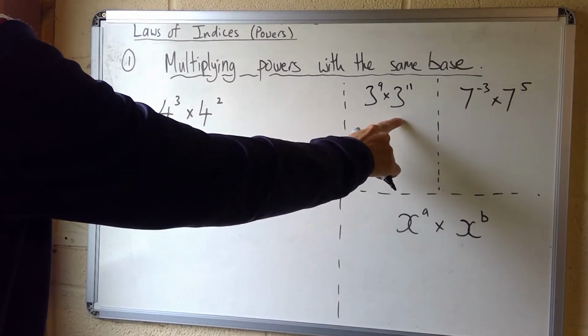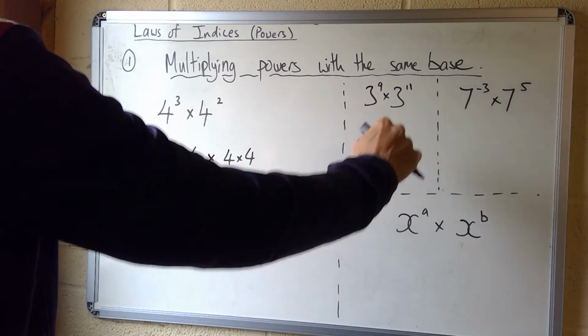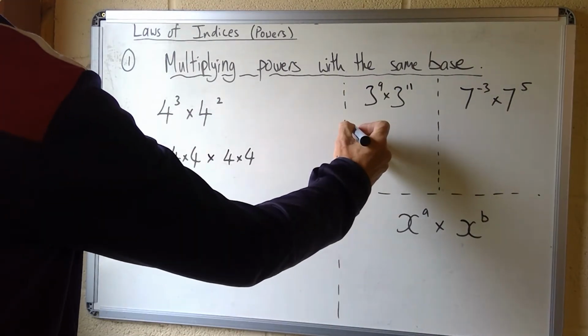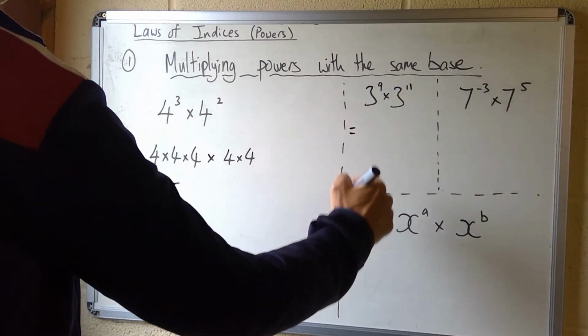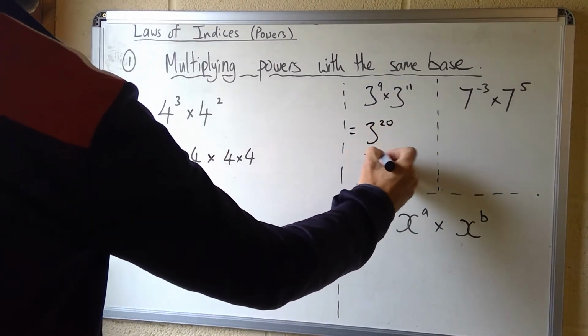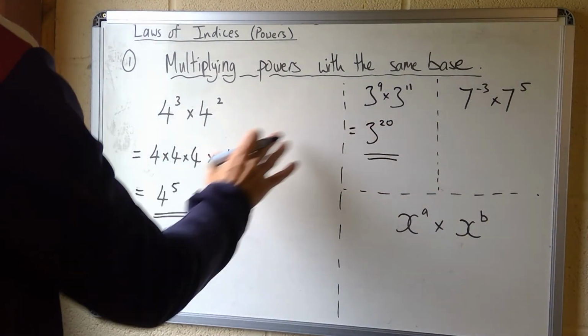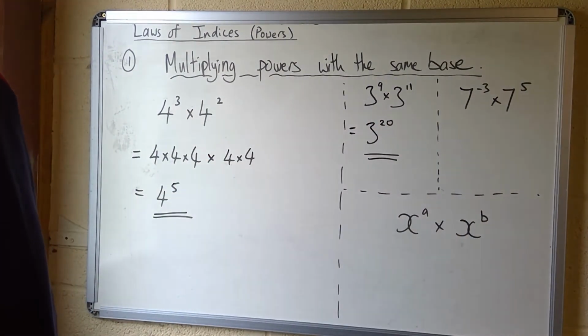So my second example, I'm not going to write them out longhand because writing out 3 to the 9 and 3 to the 11 would take a long time. So I'm just going to use the rule and add the powers. So that would be 3 to the power of 20. Notice I'm not actually working out what 3 to the power 20 is. I'm just leaving them in power form today.